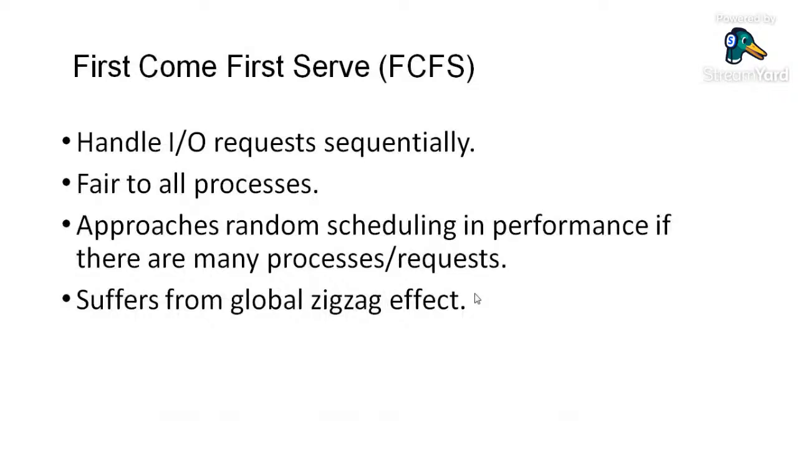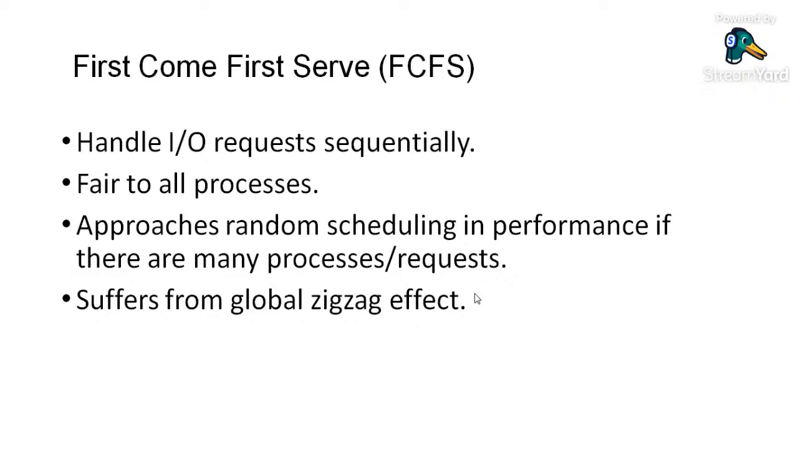A few points that we are going to see under this algorithm. It handles the input output requests sequentially. Why? Because it is going to serve the request which entered first, so surely it satisfies the requests in a sequential manner. Then, it is fair to all processes. Why? Because there is no concept of priority as far as first come first serve is concerned, as we have seen in CPU scheduling. It is purely based on the concept of non-preemption, which means first come, first served. It never depends upon priority and other things. So there is equal opportunity to all the processes.